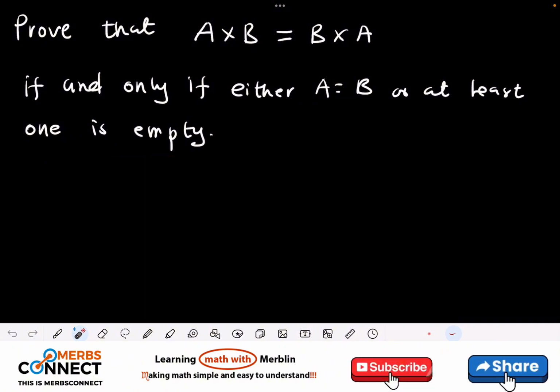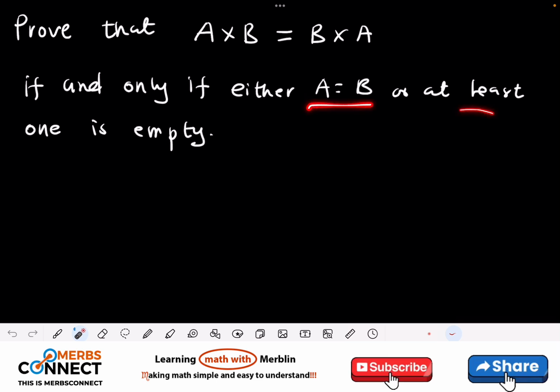Empty. Remember, when we were looking at the characteristics, we said this is not the same as that. This can never be the same as this. But we are also saying that for this to be the same as this, then either this is equal to this or at least one of them is empty. So if one of them is empty, then this one will be empty, this one will be empty, which will be the same thing, right?